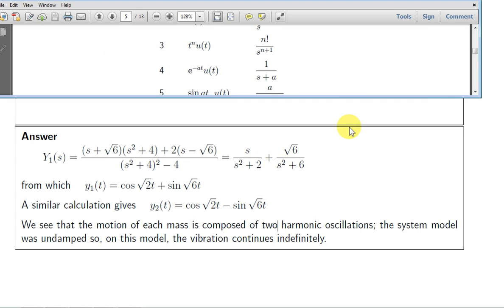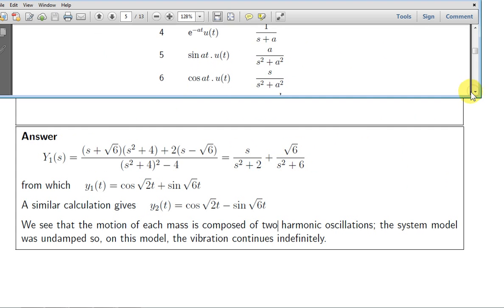So now we want the inverse transforms of these. So we have s over s squared plus a squared. Comparing here, we can see a squared is 2, so a is root 2. So we get cos root 2 t. And as for this one here, it's got the form a over s squared plus a squared. We don't have to do any adjusting here actually. We can see that a squared is 6, a is root 6, so we get sine root 6 times t. So now we have the position of the first mass as a function of time.